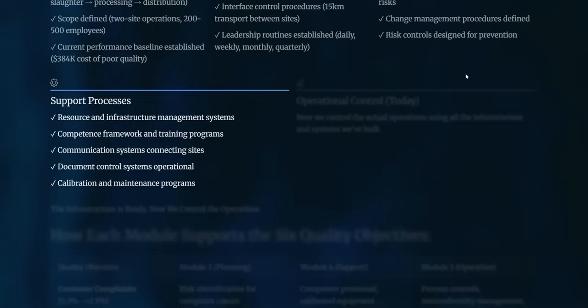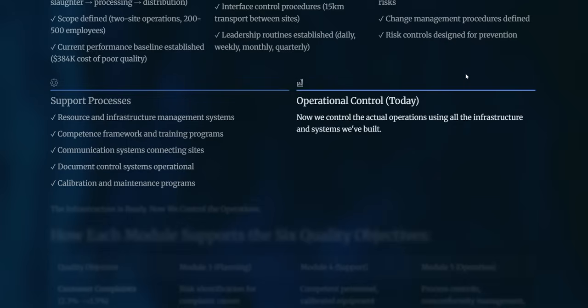And then in Module 4, which is support processes, we covered the following: resources and infrastructure management system, competence framework and training programs, communication system connecting sites, document control system operationalized, and calibration and maintenance program. And that will bring us to today, operational control. Now we control the actual operation when we implement this module, using all the infrastructure and systems that we have built.